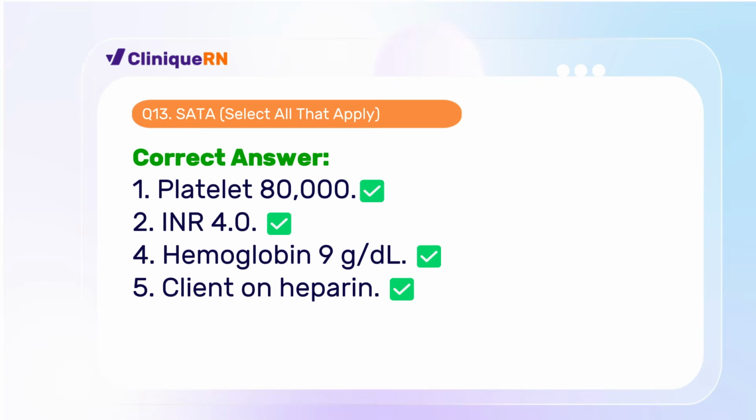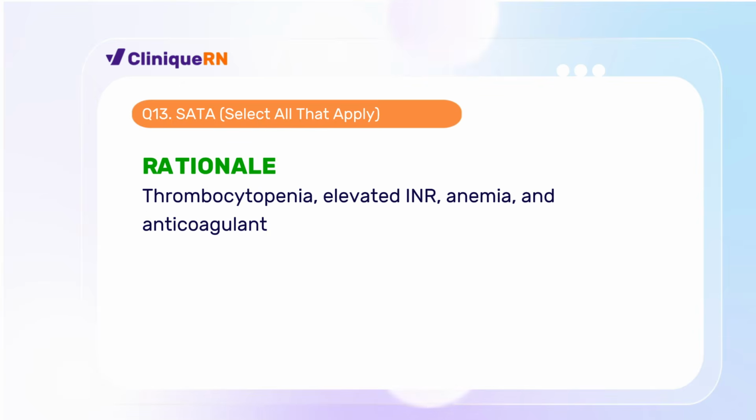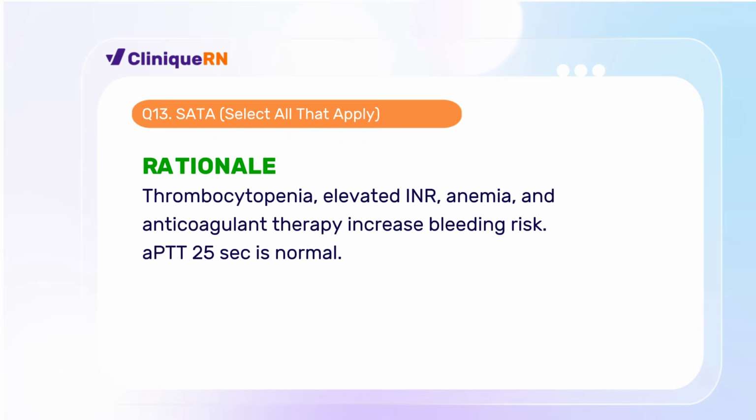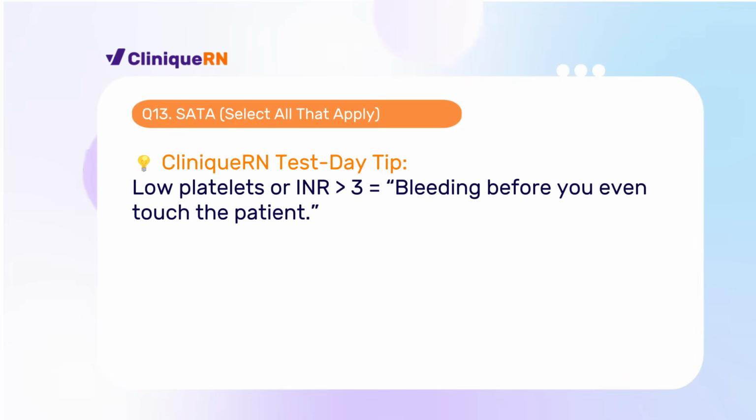The correct answers are 1, 2, 4, and 5. Rationale: Thrombocytopenia, elevated INR, anemia, and anticoagulant therapy increase bleeding risk. APTT 25 seconds is normal. CliniqueRN Test Day Tip: Low platelets or INR greater than 3 equals bleeding before you even touch the patient.